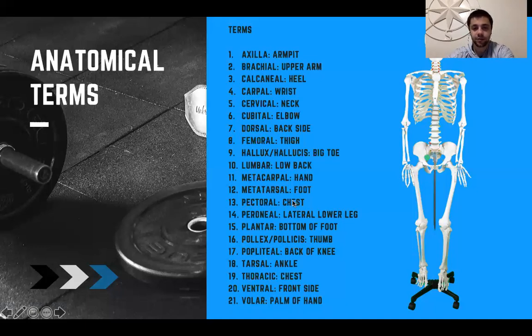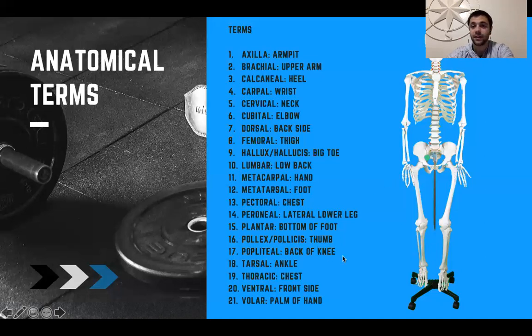Next, we have the pectoral region, which is going to be, of course, the chest. Peroneal is going to be the lateral lower leg. So right where our fibula is, the skinny bone on the lateral aspect of our lower leg, that's going to be the peroneals. Plantar refers to the bottom of the foot. Pollex or pollicis refers to the thumb.